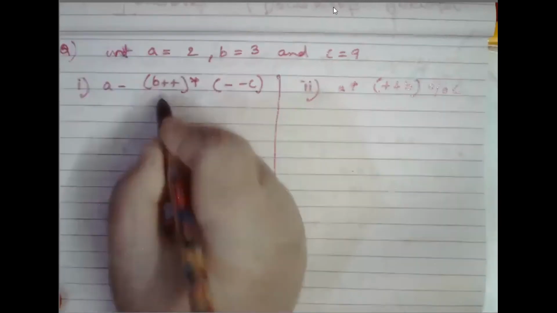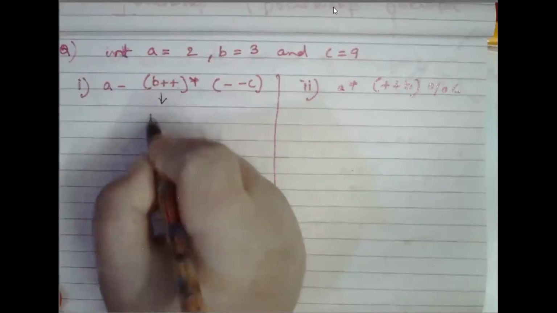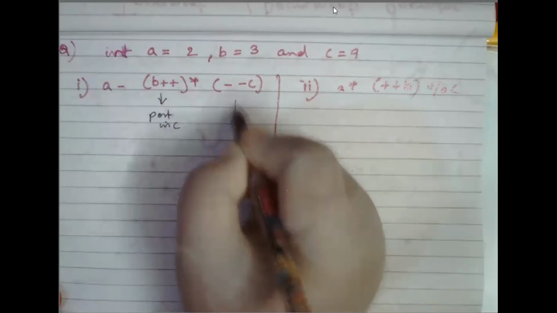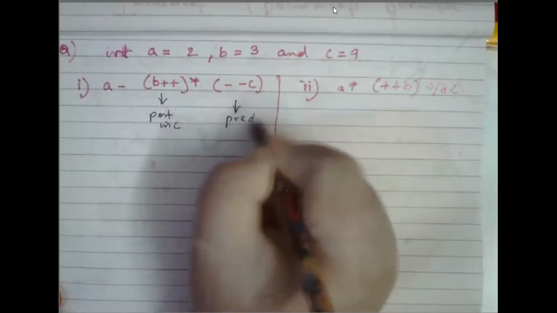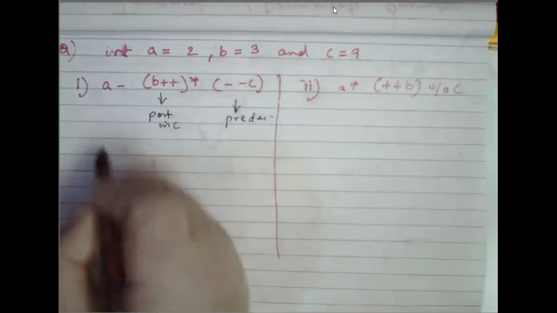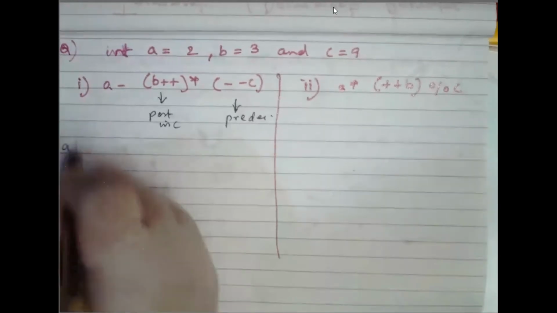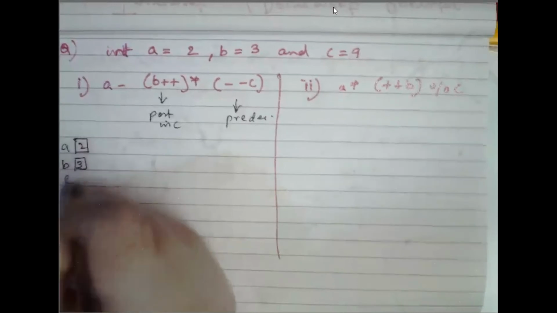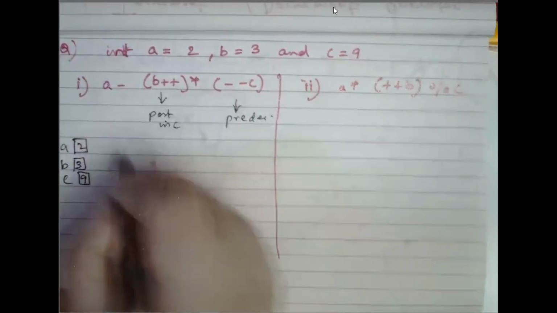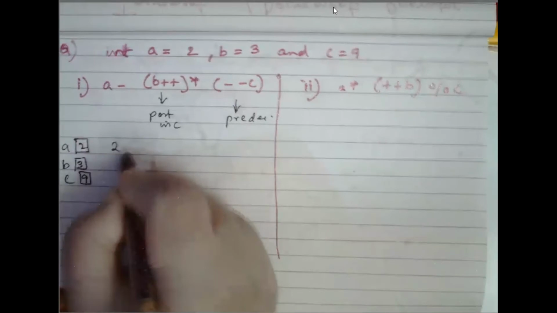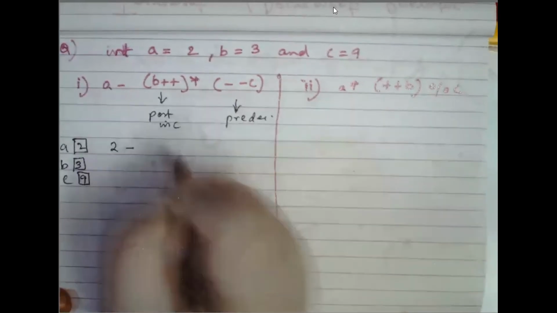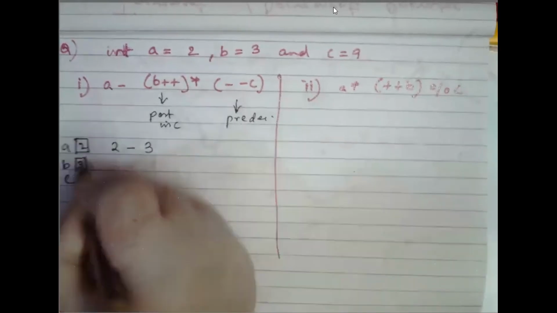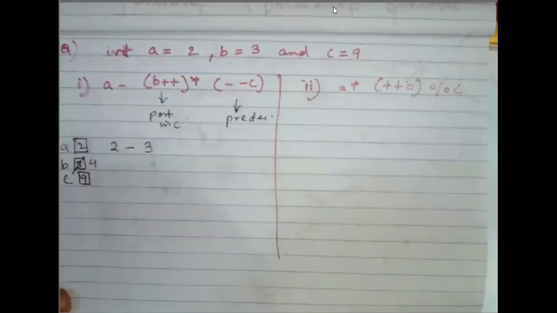Now this is again a case of postfix increment, and this is a case of prefix decrement. So over here A's value will come as it is. A's value was 2, B's value is 3 and C's value is 9. So A's value will come as it is, 2, minus B plus plus. It is post increment, so it will come as it is, 3. Later on it will change to 4, but we are not using it.